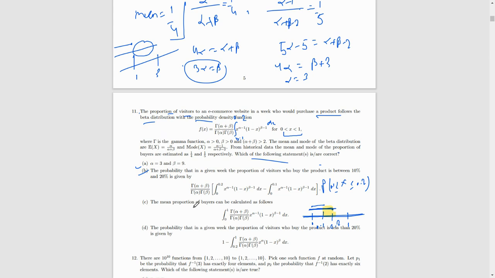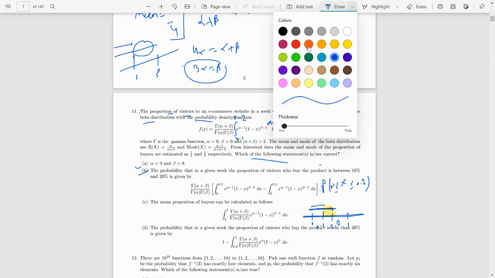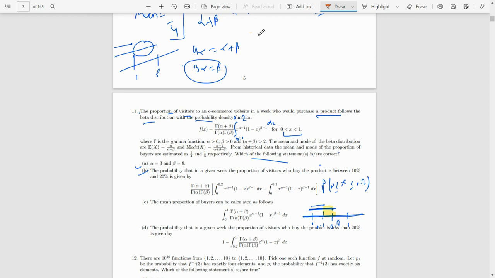Okay, the next option to check is whether the mean proportion of buyers can be calculated with this particular formula. Any mean that you see in the distributions is the expectation of x, and the expectation of x is defined by a formula. So the expectation of x here will be the integral from minus infinity to infinity of x times f(x) dx. In this case it breaks down to 0 to 1, x times this particular distribution. This constant is there, so don't worry about it, just see this particular thing.